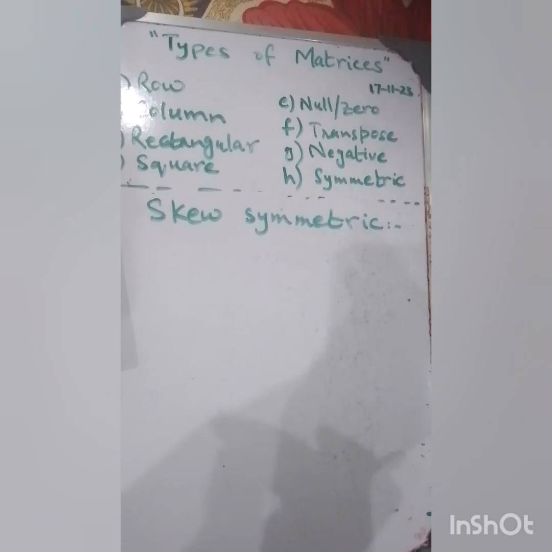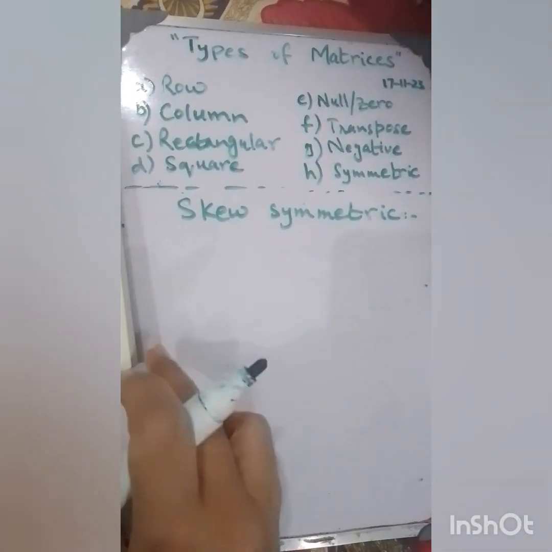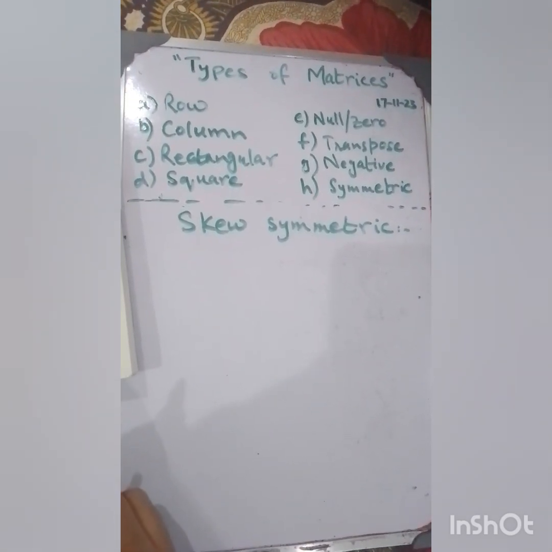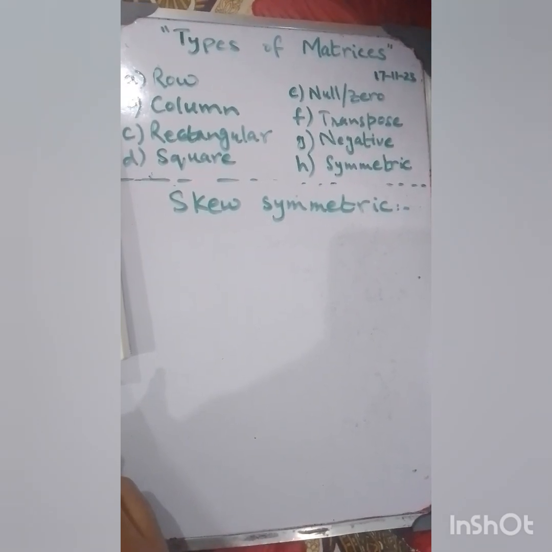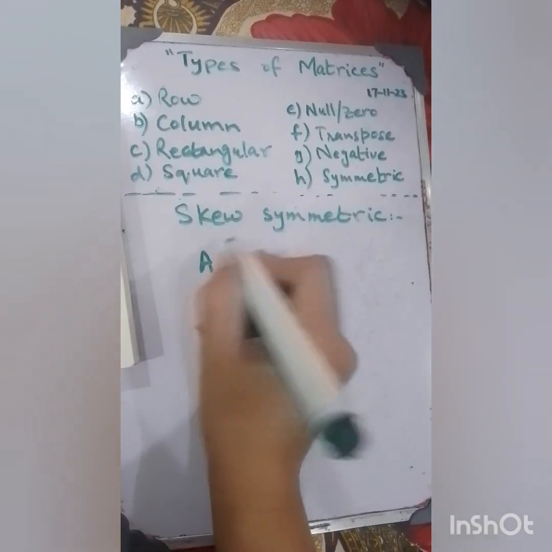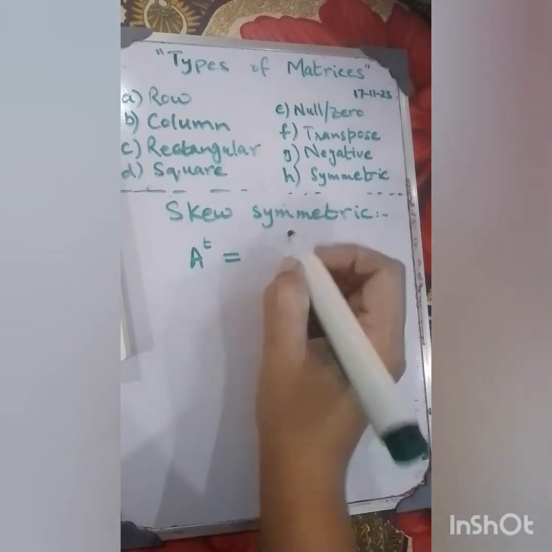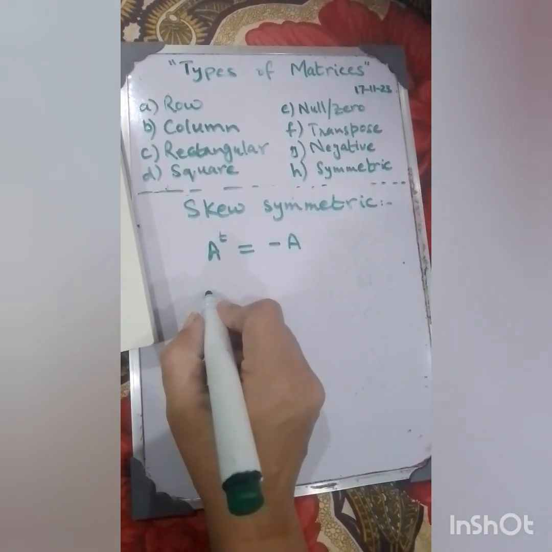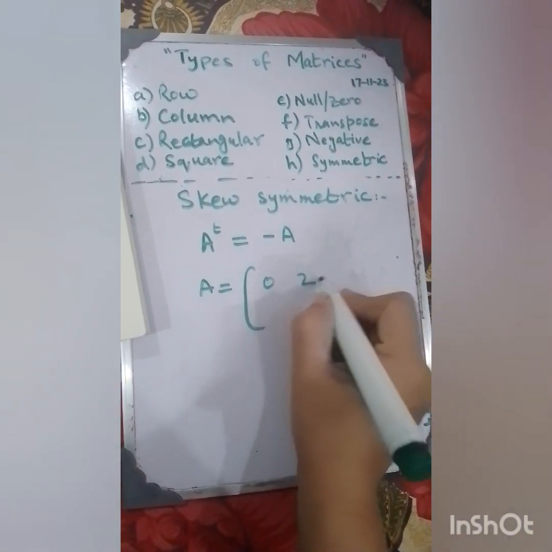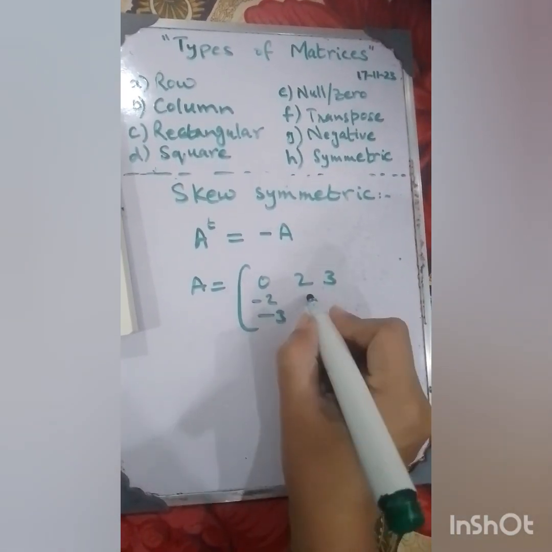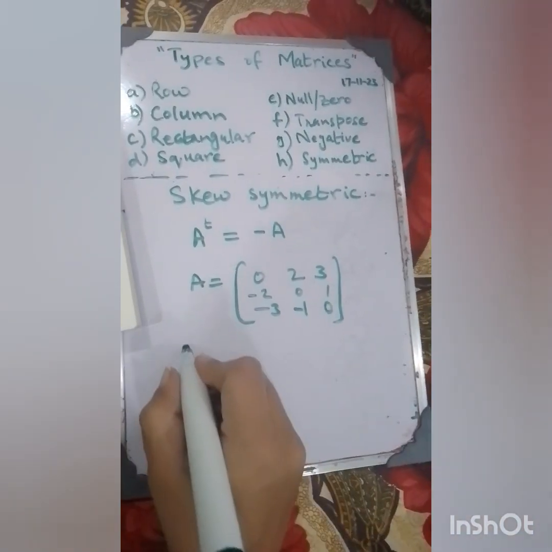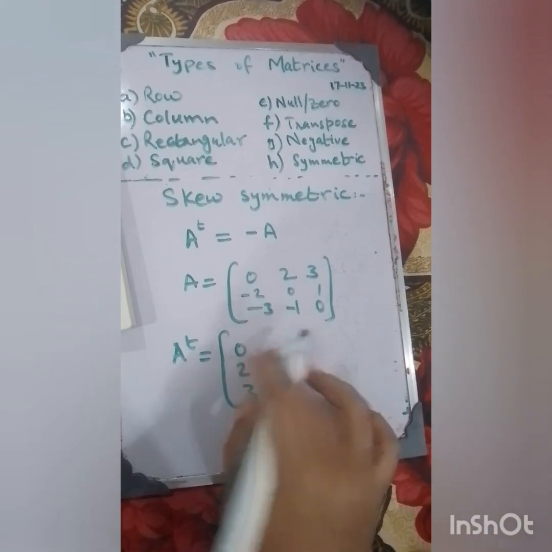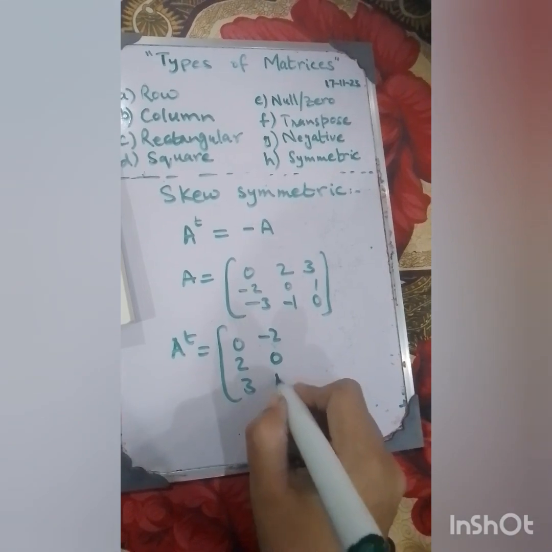Let's talk about the skew symmetric. Skew symmetric matrices are those where we consider a square matrix and then take the transpose of that matrix, and the answer equals the negative of the matrix. That is a skew matrix. That means if we consider A as a matrix, then take the transpose, and the transpose is equal to negative of A, then it is said to be a skew symmetric matrix. Now let's consider A equals 0, 2, 3, minus 2, 0, minus 1, minus 3, 1, 0. Now applying a transpose, A transpose, changing the rows into columns: 0, 2, 3; minus 2, 0 and 1; then minus 3, minus 1 and 0.